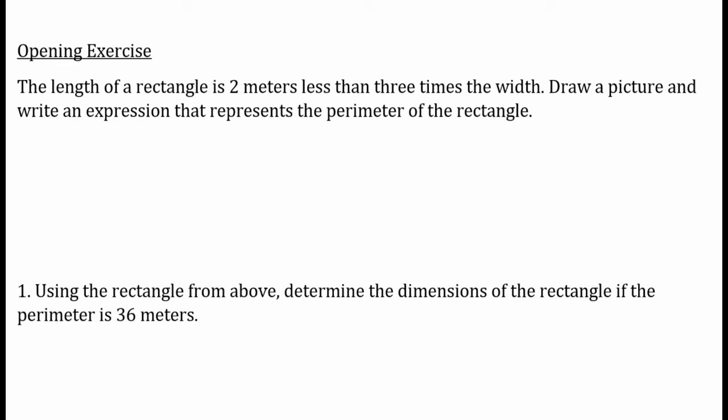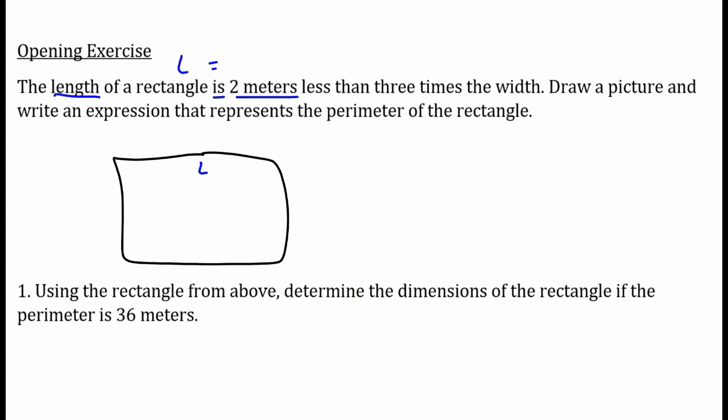The length of a rectangle is 2 meters less than 3 times the width. Draw a picture and write an expression. So they're talking about a rectangle. And it says the length here, which I'll call L, is 2 meters less than 3 times the width. So it's 2 less than, so I'm taking away 2 from what? 3 times the width. So the length here is 3W minus 2, whereas the width is just the width.